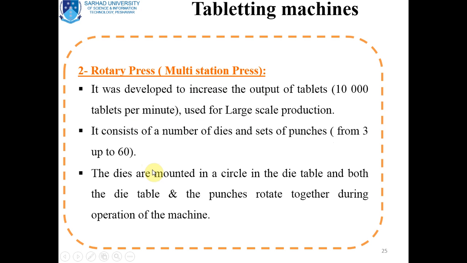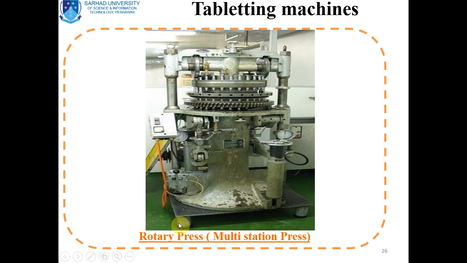A rotary press, that is a multi-station press, was developed to increase the output of tablets, 10,000 tablets per minute, and nowadays 50,000, 1 lakh, and more advanced rotary presses are available. Used for large scale production, it consists of a number of dies and sets of punches, from 3 to 60. The dies are mounted in a circle in the die table, and both the die table and the punches rotate together during the operation of the machine for the production of the tablets. You can see the rotary press diagram, a figure showing the multi-station press.